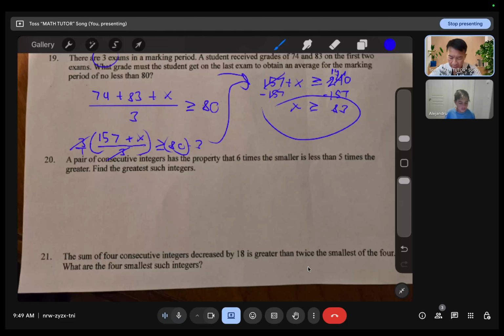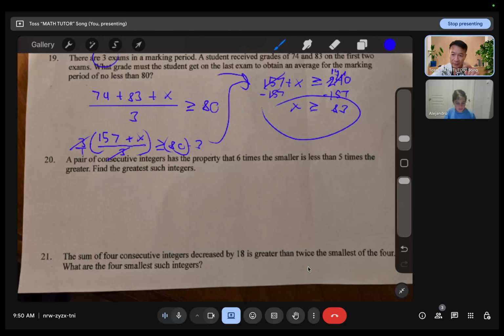All right, a pair of consecutive integers has the property that 6 times the smaller is less than 5 times the greater. Dude, this is like algebra stuff that I remember, like, what? I remember learning it the first time.